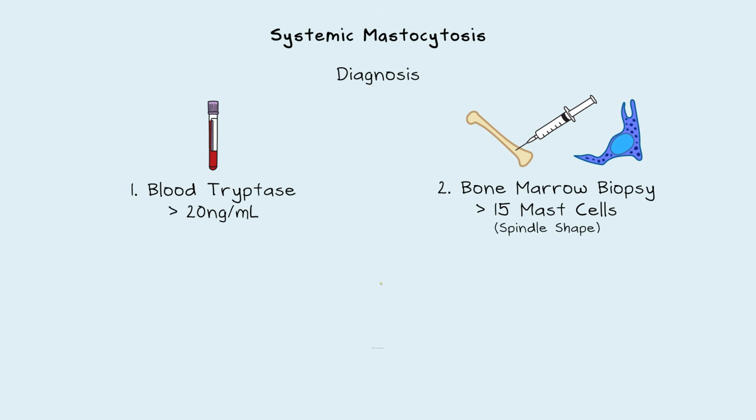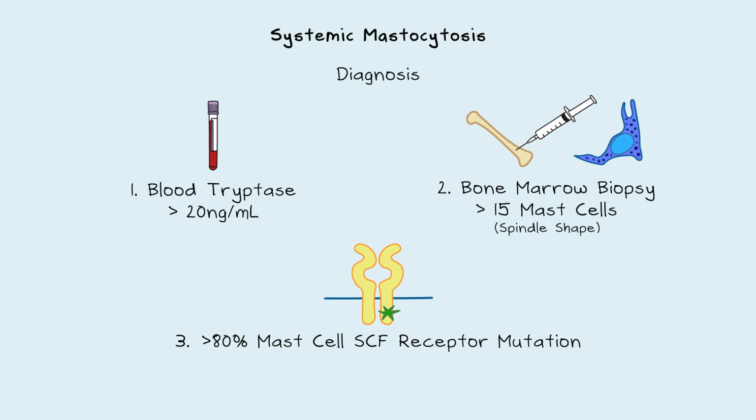Finally, more than 80% of patients have a mast cell stem cell factor receptor mutation, KIT D816V. This mutation makes this receptor always active. Yet this mutation is not the underlying cause of the disease, so the mechanism for developing mastocytosis remains unknown.